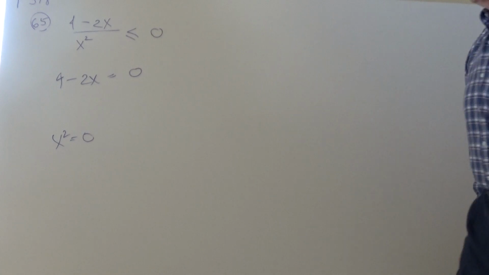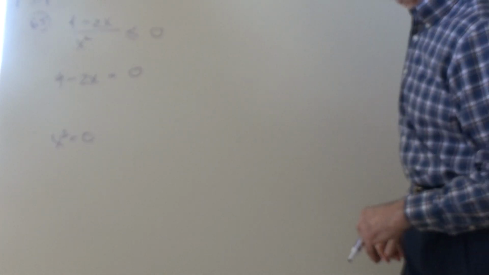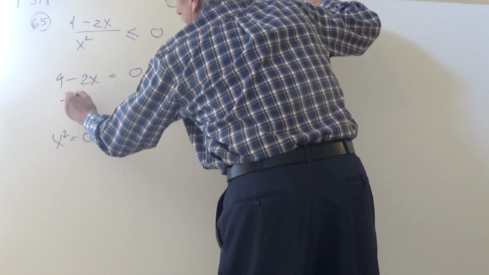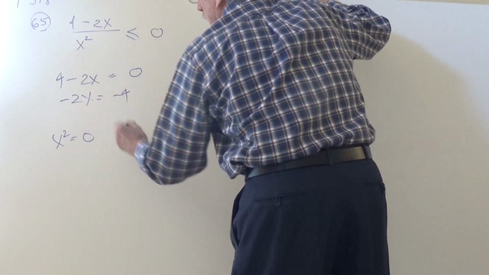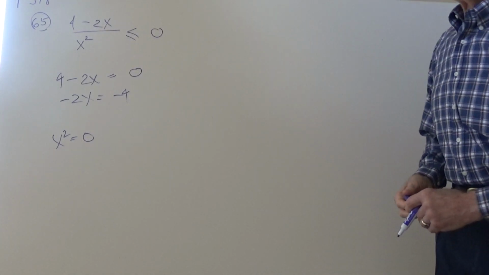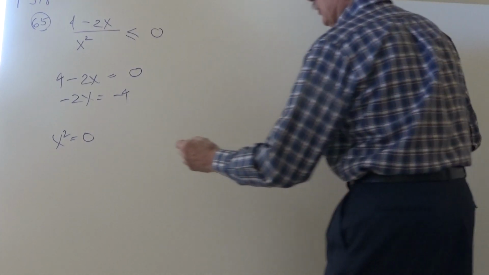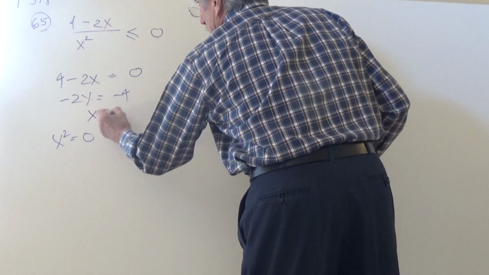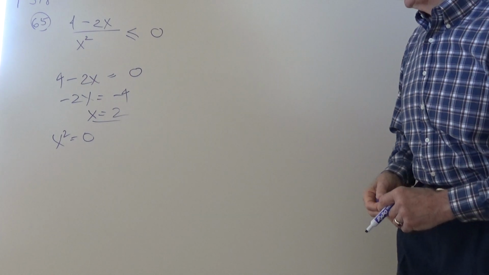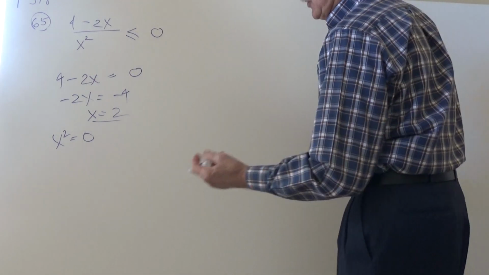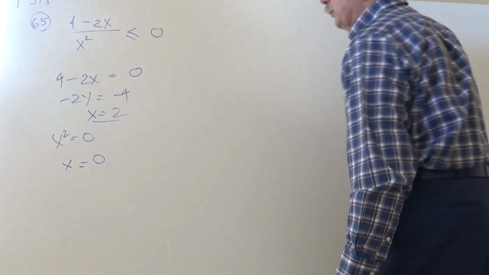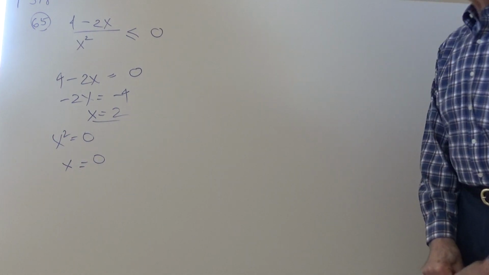Now for the numerator there, subtract 4 from both sides, you get negative 2x equals negative 4. And then proceed to divide by negative 2. Divided by negative 2, x equals 2. So we have one key number, or one critical point here, x equals 2. The next one, x squared equals 0, obviously you take the square root of both sides, and x equals 0. So we have 2 points considered, x equal to 2 and x equal to 0.